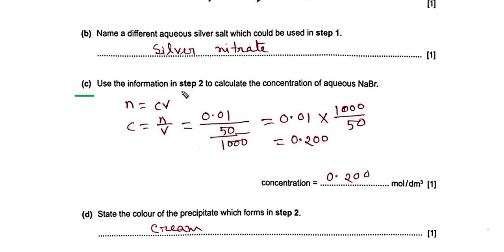Use the information in step 2 to calculate the concentration of aqueous sodium bromide. So at first, number of moles equals concentration times volume. So concentration will be number of moles divided by volume. So number of moles 0.01, volume 50 divided by 1000. Centimeter cube is converted to dm cube.